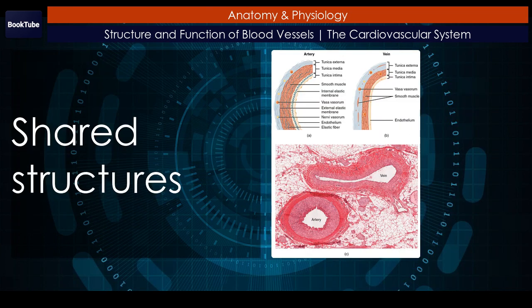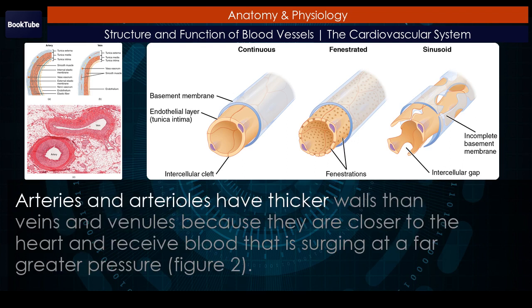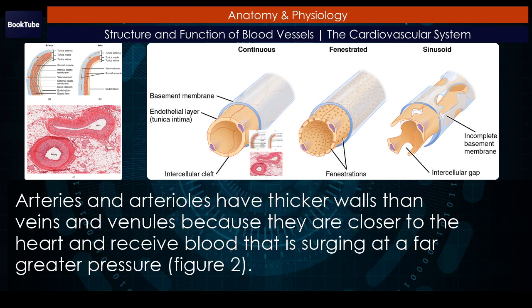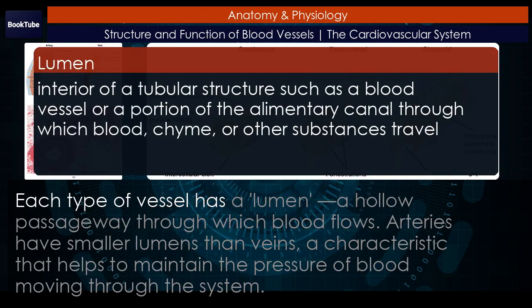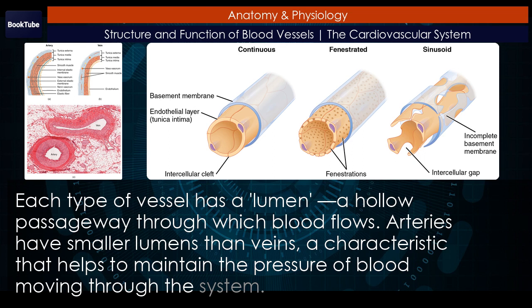Shared structures. Different types of blood vessels vary slightly in their structures, but they share the same general features. Arteries and arterioles have thicker walls than veins and venules because they are closer to the heart and receive blood that is surging at a far greater pressure. Figure 2. Each type of vessel has a lumen, a hollow passageway through which blood flows. Arteries have smaller lumens than veins, a characteristic that helps to maintain the pressure of blood moving through the system.